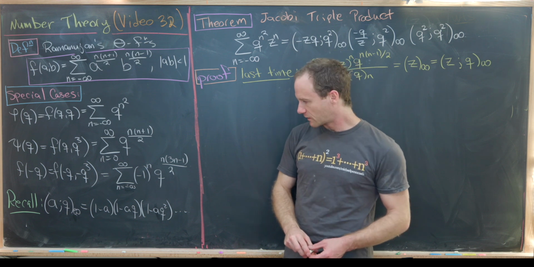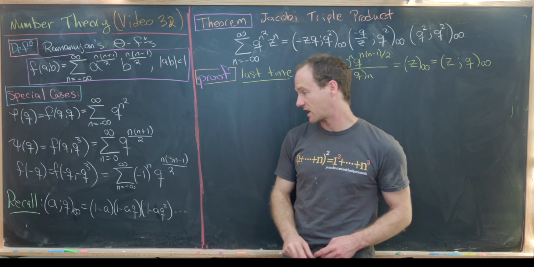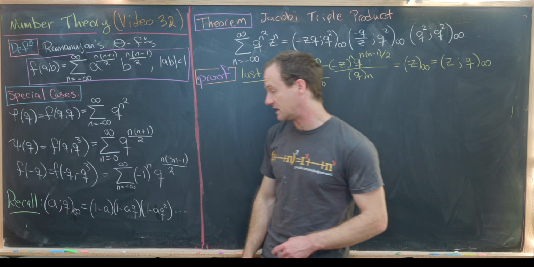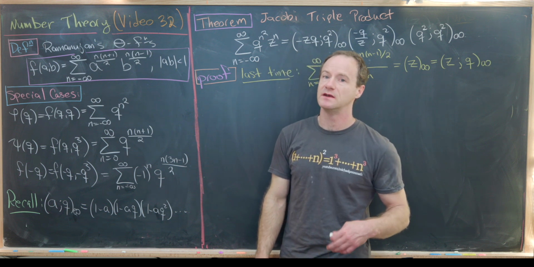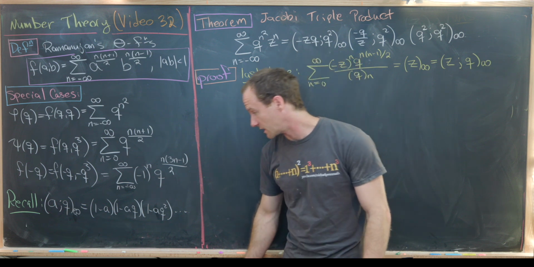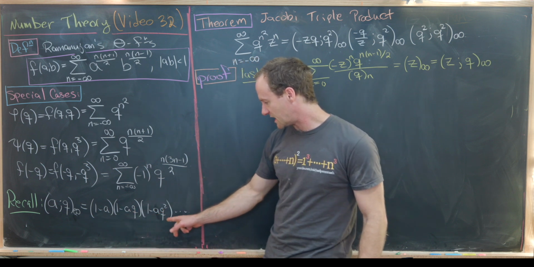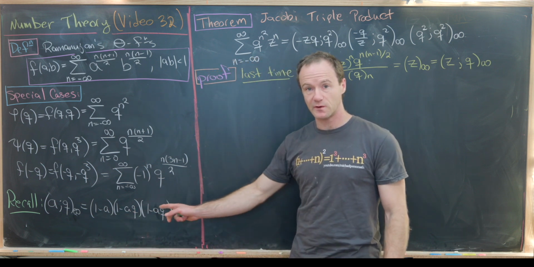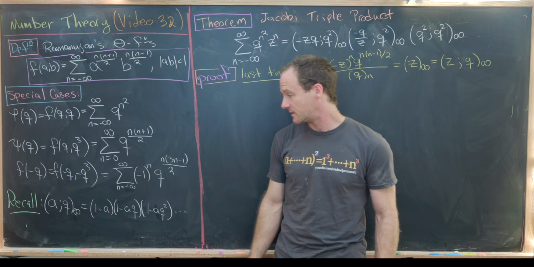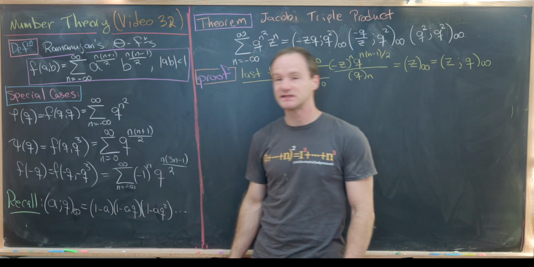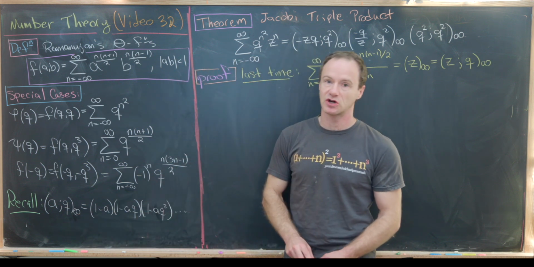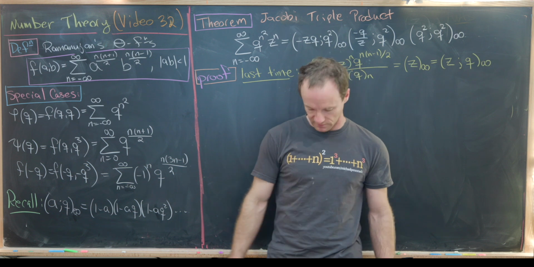Now I want to recall a little bit of notation as well, and that's this Pochhammer symbol (a;q) infinity, or (a;q)_n more particularly. That's the product (1 minus a), (1 minus aq), (1 minus aq squared), and so on and so forth. That extends infinitely. Now, if we had an n here instead of an infinity, there would be n terms in the product, as we saw in the last video.